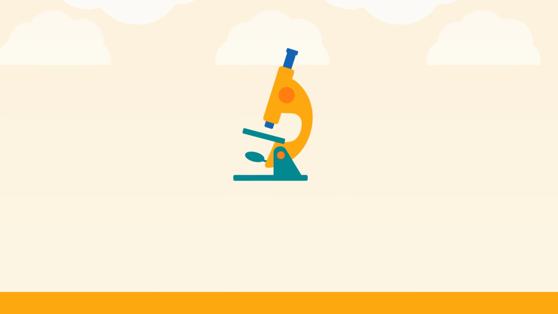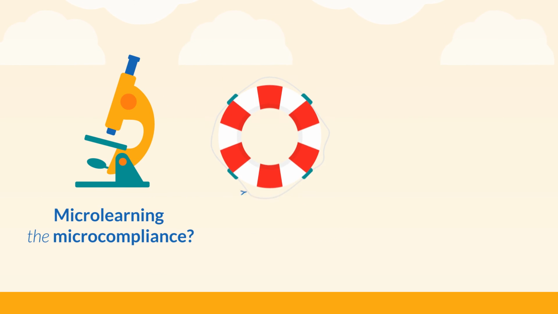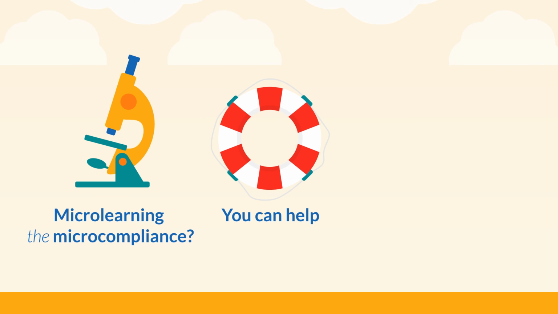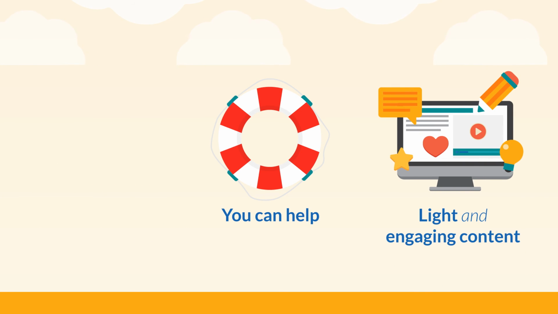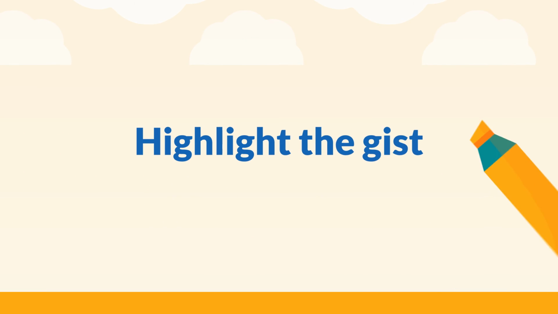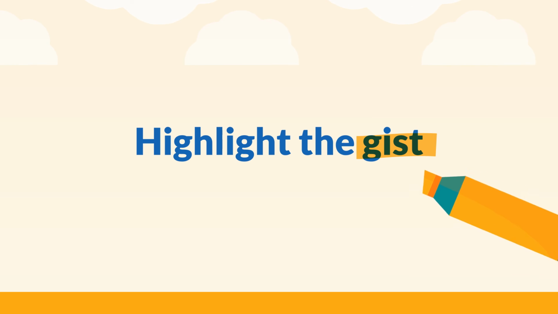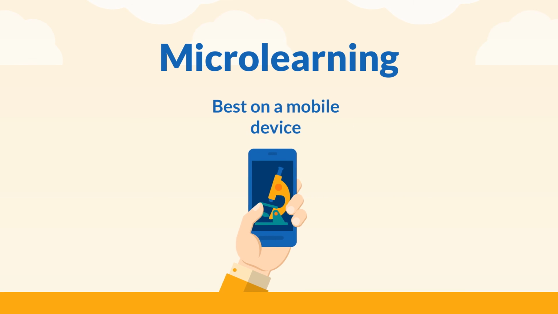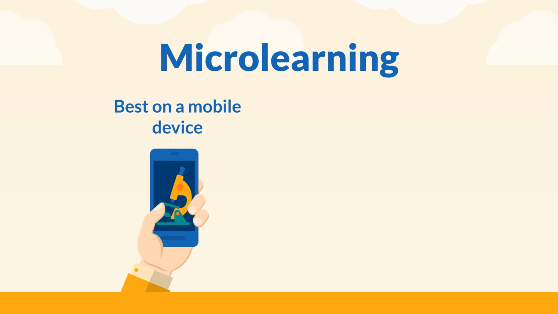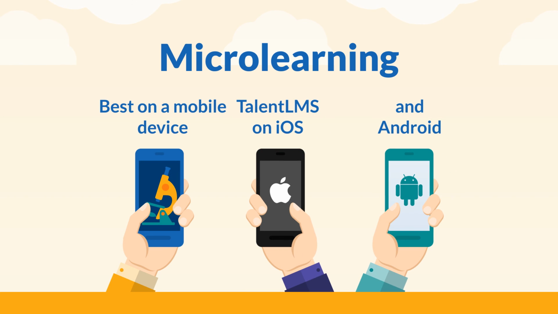Some compliance training material is bulky and unreadable, but that doesn't mean you can't assist your employees in digesting it by offering them a more lightweight and more engaging microlearning version of the most important points. Microlearning can help you highlight the gist of each issue and teach your employees the professional behavior to which they are expected to comply. And since microlearning works best when done from a mobile device and on the employee's own chosen time and place, it's a good fit for trying with TalentLMS for iOS and Android.